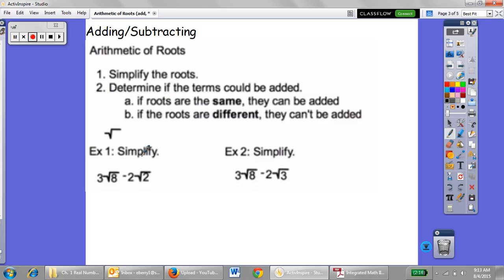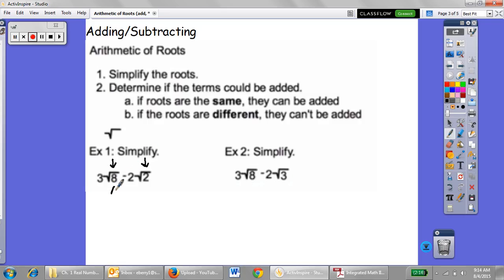So looking at example 1, it says to simplify 3 square root 8 minus 2 square root 2. First, notice that these do not have the same square root. We have an 8 and a 2. So looking at the problem, we can't add or subtract them right away. First, we need to get the same number underneath the square root sign. So first, simplify the square root of 8 here.